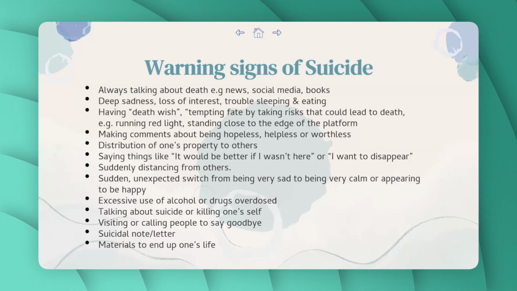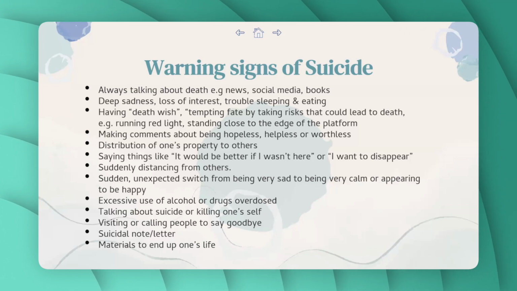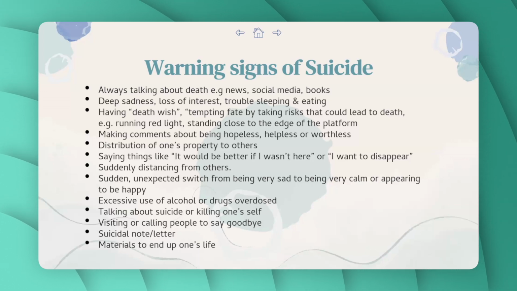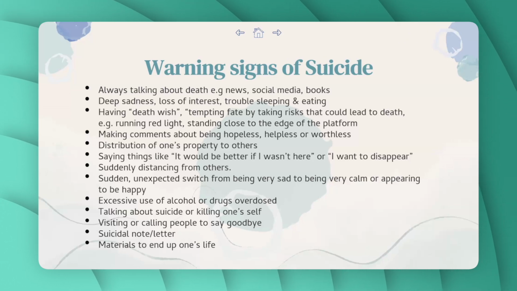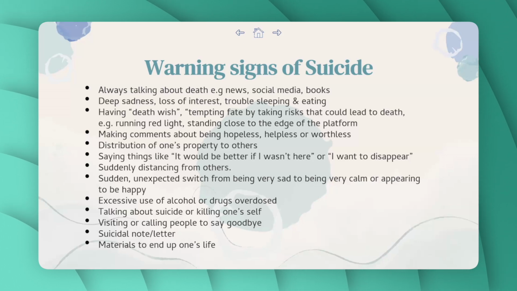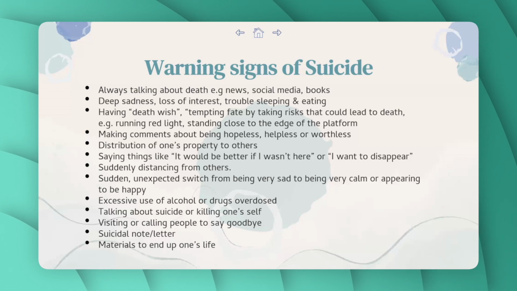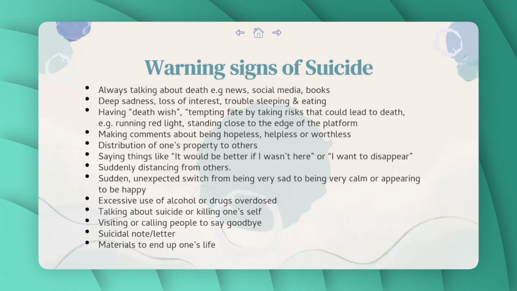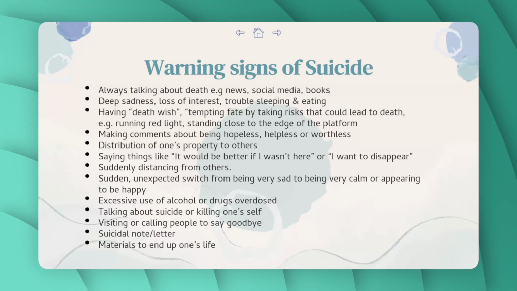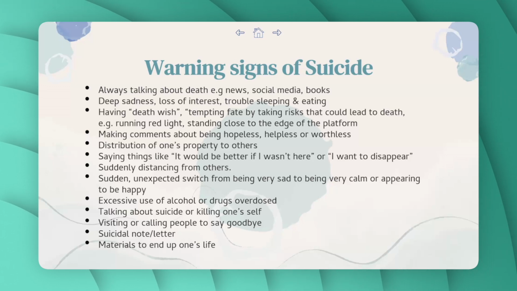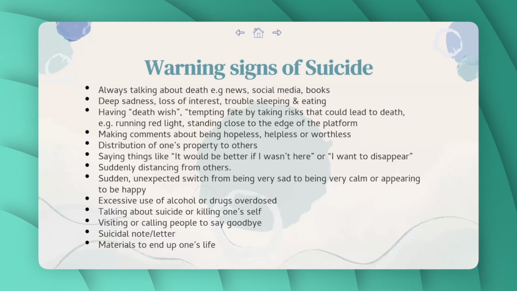Suddenly they're distancing from others. They're usually very close with a bunch of friends, but they're suddenly distancing from others. And a sudden switch from very sad to very calm or appearing very happy. Excessive use of alcohol, drugs, overdose, like that. Starting to talk about suicide or killing oneself. The next one is visiting or calling people to say goodbye. This is very obvious. And writing suicide notes or letters, or already getting the material to end their life.